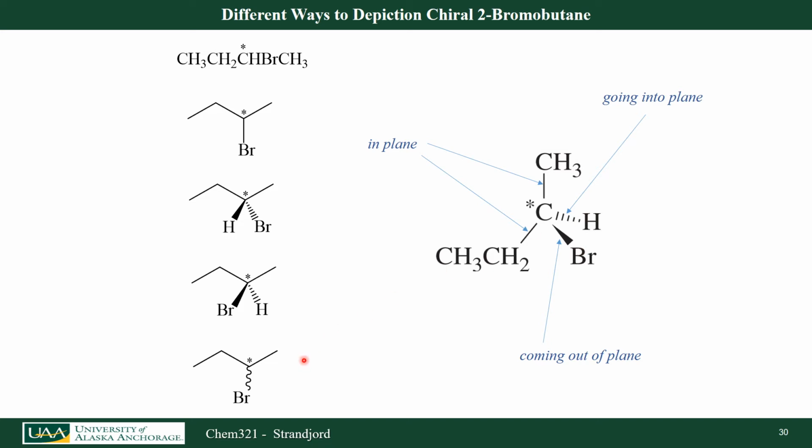What if we don't know? On this top drawing, the second drawing here, notice I didn't show stereochemistry. I could actually have both of these in my solution, but maybe I can't separate them. If I can't separate them, we draw this squiggly line instead of a straight line, or instead of a wedge, or instead of a dash. This says I have both stereoisomers, or I don't know which one I have, because this is a chiral carbon.